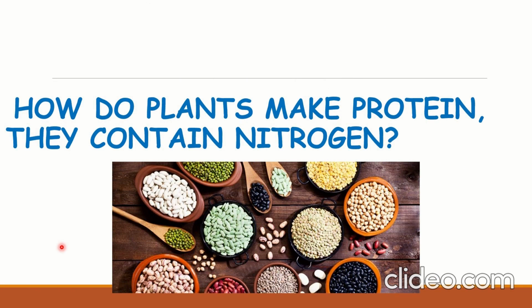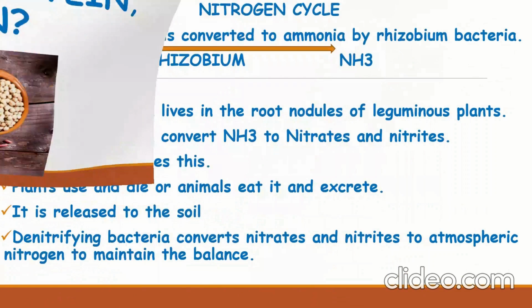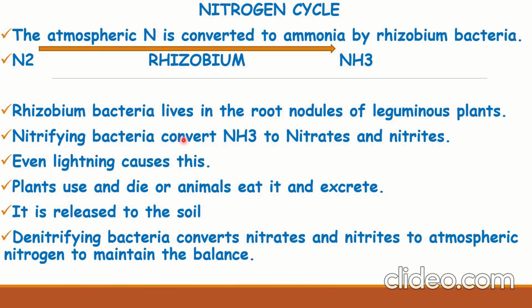How do plants make protein? They contain nitrogen. So, we see that carbohydrates can be modified or complexified into proteins, fats, vitamins and minerals. But protein is made up of nitrogen, and carbohydrates are made up of carbon, hydrogen and oxygen. So, how do plants create protein? Let's see. It's through a process called the nitrogen cycle. The nitrogen cycle is also called nitrogen fixation.